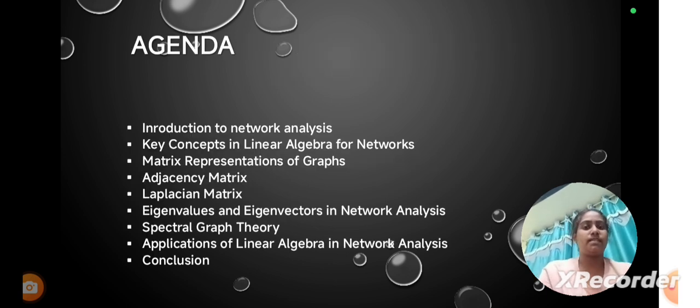Here are the topics that I'm going to explain: introduction to network analysis, key concepts in linear algebra of networks, matrix representation of graphs, adjacency matrix, Laplacian matrix, eigenvalue and eigenvector in network analysis, spectral graph theory, application of linear algebra in network analysis. Then comes the conclusion.